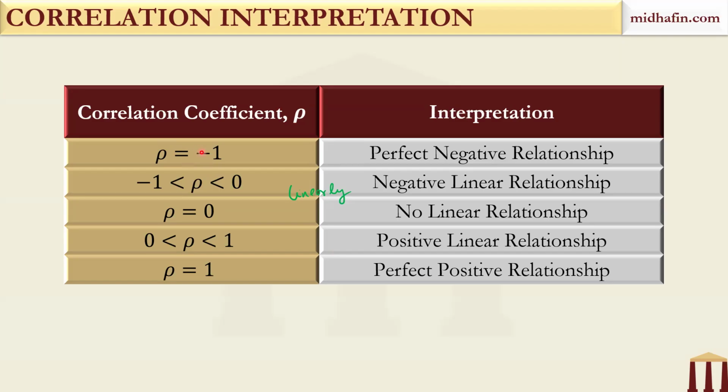So correlation coefficient, if it is -1, it is a perfect negative relationship. Between -1 and 0, a negative linear relationship. If rho is 0, no linear relationship. In this case, positive linear relationship. In this case, perfect positive relationship. Now, if rho is equal to 0, since there is no linear relationship, you can also say that this is a case where the two components are independent of each other.